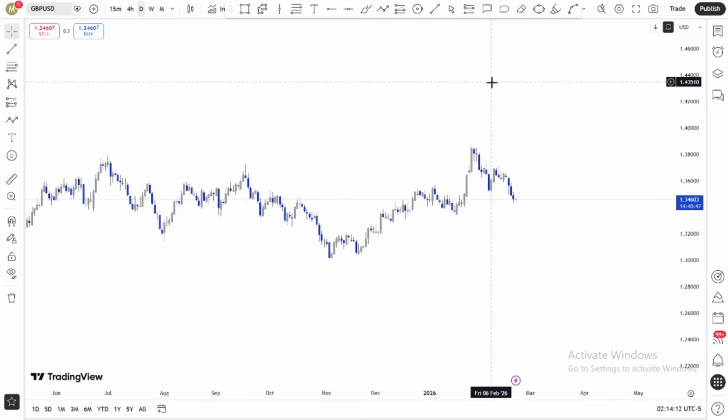Hey guys, in this video I'm going to show you how to map out your structure starting from the higher time frame down to the lower time frame, and when price gets to your point of interest that you've mapped out on the higher time frame, what you should be looking for on the lower time frame.